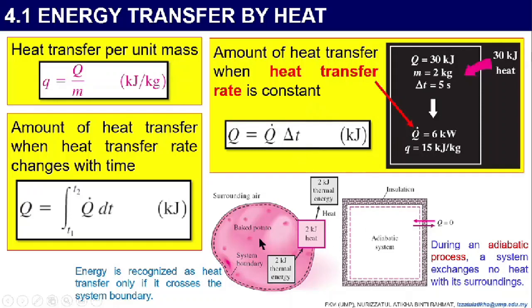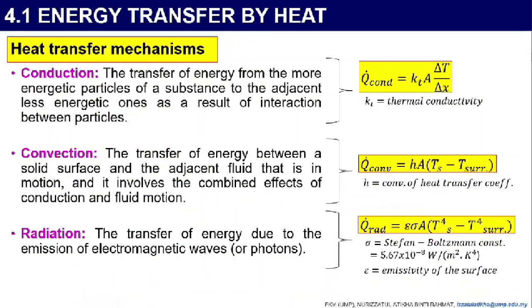So I already gave two examples here. During an adiabatic process, a system exchanges no heat with its surroundings. You can see by yourself, and there are also several examples already written in the notes that you can refer to. Okay, so now we move on to the heat transfer mechanisms.